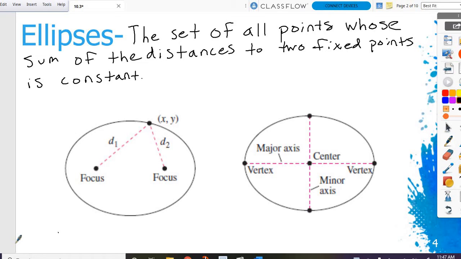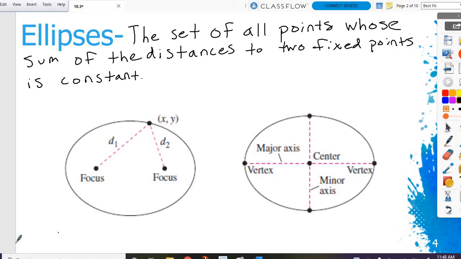Future, your distances would be D1 and D2. Your fixed points are going to be your foci. And so then if I were to take D1 plus D2 from any point on my ellipse, I have to get the same number for a specific ellipse. Now that number is going to change depending on the ellipse that you have, but it will always be the same for the same ellipse.